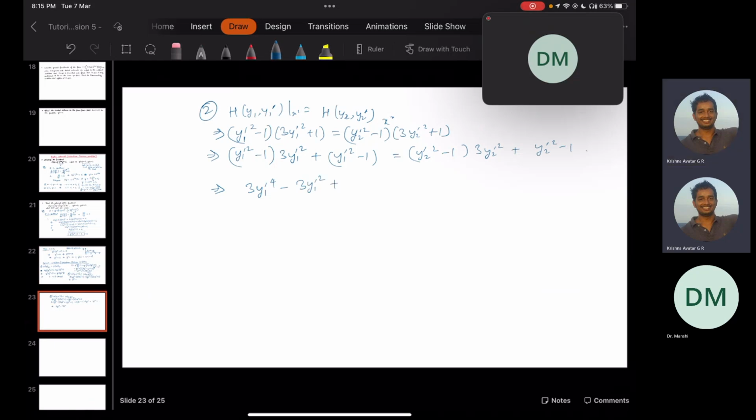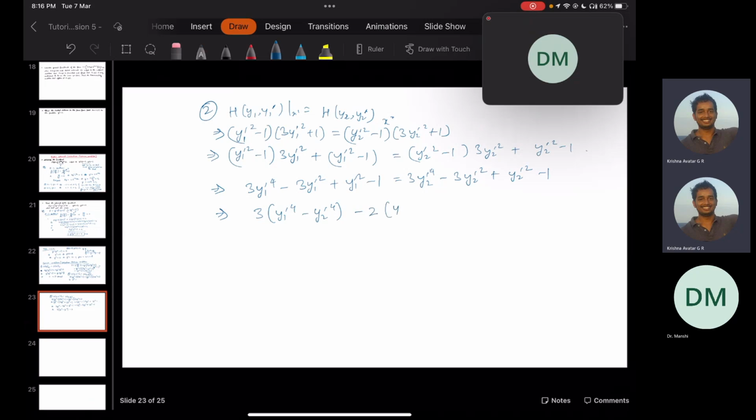squared plus y1 prime squared minus 1, and this is equal to 3 y2 prime to the power 4 minus 3 y2 prime squared plus y2 prime squared minus 1. And then this evaluates to 3 into (y1 prime 4 minus y2 prime 4). And this becomes minus 2 y prime squared, and this is minus 2 y2 prime.